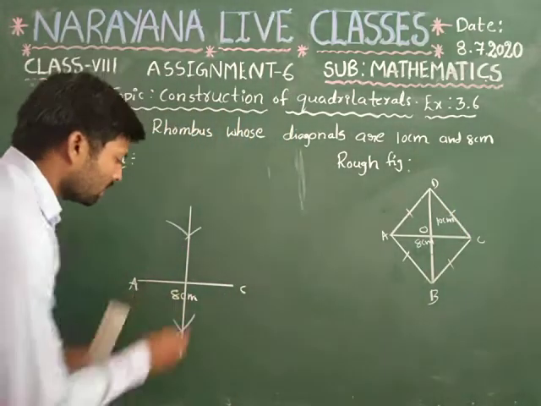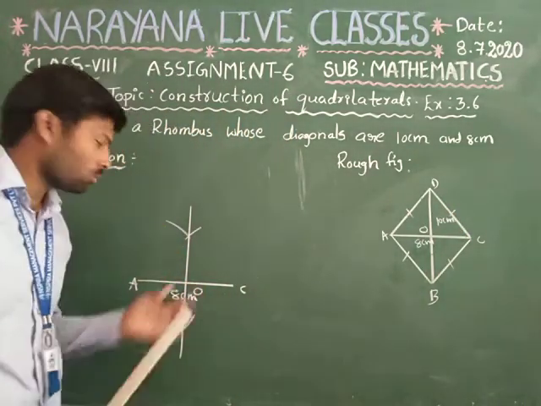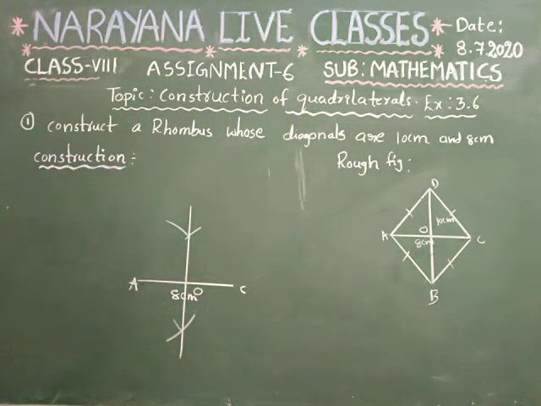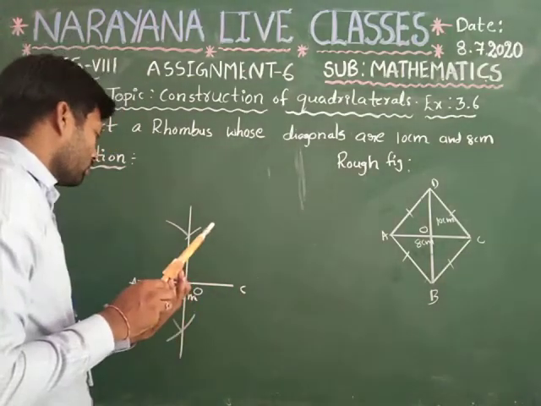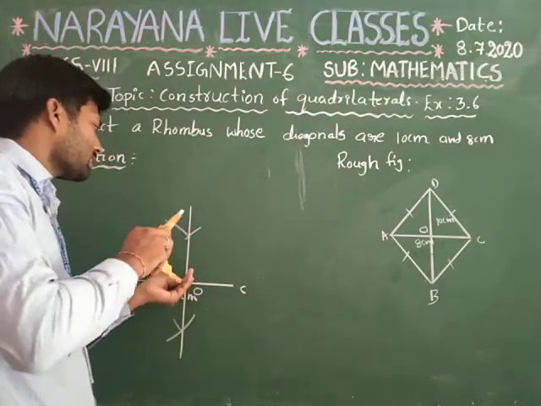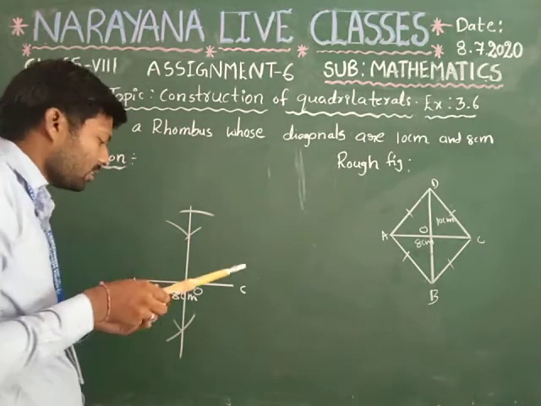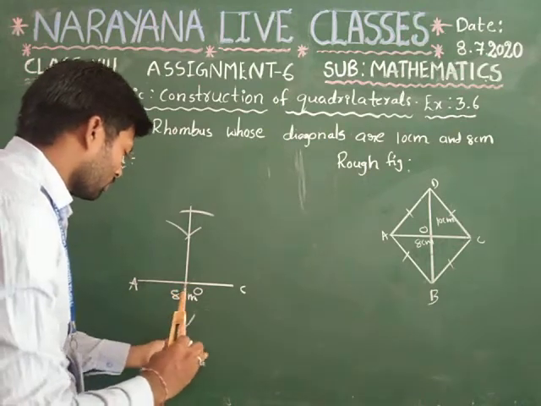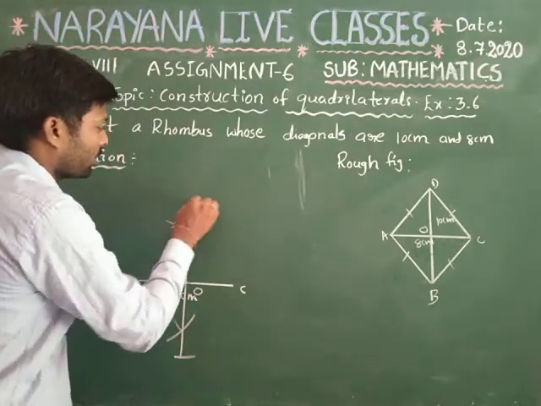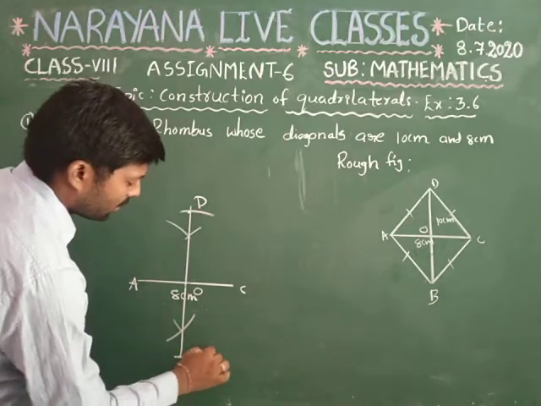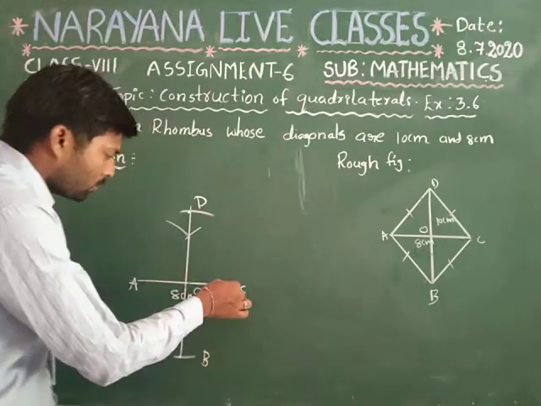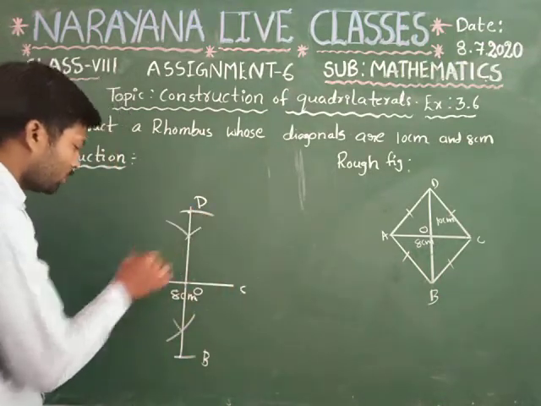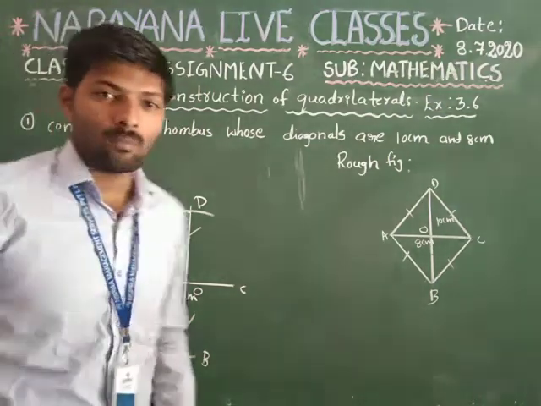Now we have to take point O as the center with radius 5 centimeters. Draw one arc. Again with point O as the center, draw one more arc down. Now this point of intersection you can take as point D, and this point of intersection you can take as point B. Join point C and B, again D and C, similarly D to A and A to B, to form the rhombus ABCD.